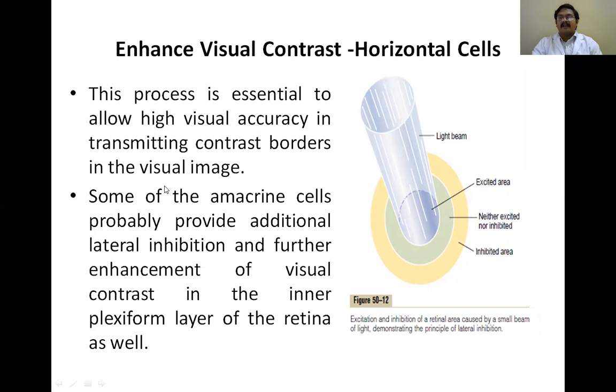Lateral inhibition is very essential for high visual accuracy in transmitting the contrast borders of the visual image. Some of the amacrine cells also probably provide additional lateral inhibition, further enhancing the visual contrast in the inner plexiform layer. In the inner plexiform layer, the amacrine cells play an important role, acting as further lateral inhibition and providing further improvement of the visual contrast.